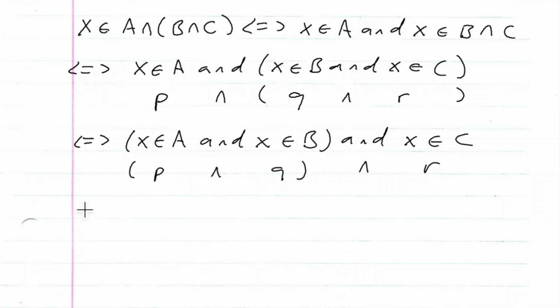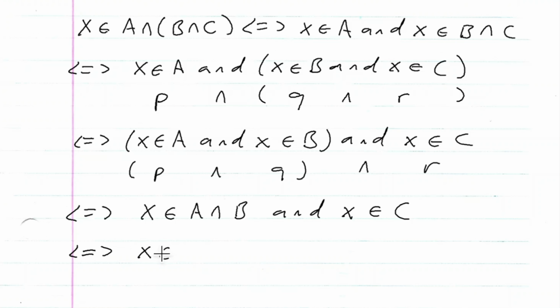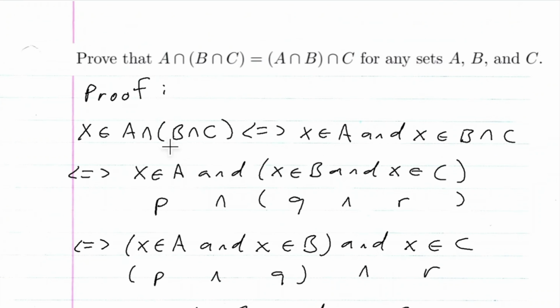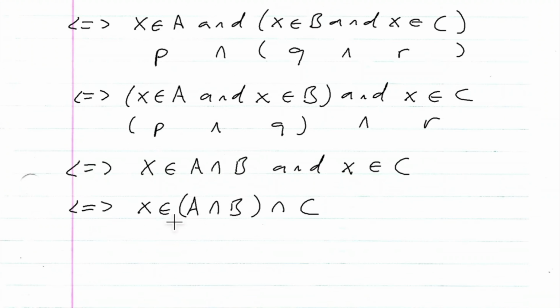Okay, so we know this is, by definition, X is in A and X is in B means that X is in A intersection B and X is in C, right? And then by definition one more time, we know that this means that X is an element of A intersection B intersection C, right? So we have X is an element of A intersection B intersection C if and only if X is an element of A intersection B intersection C.